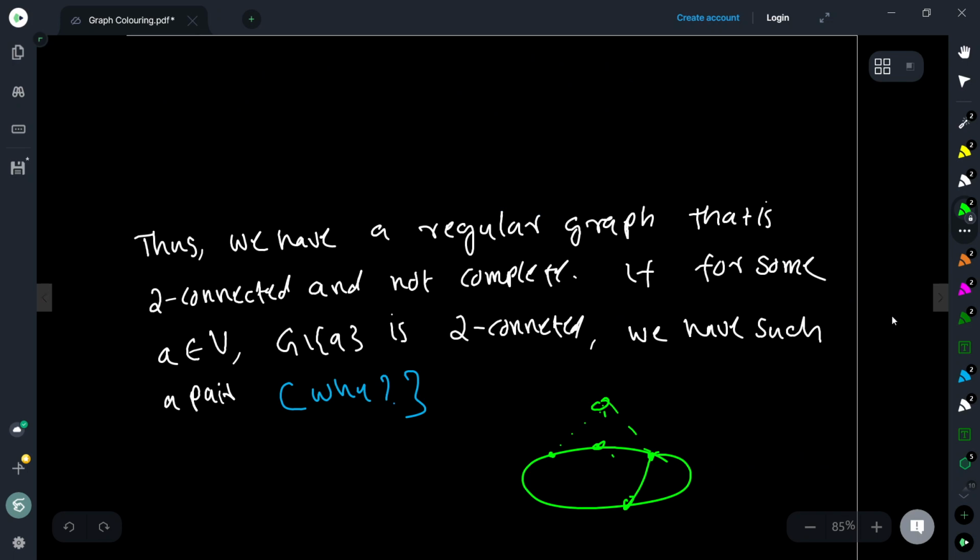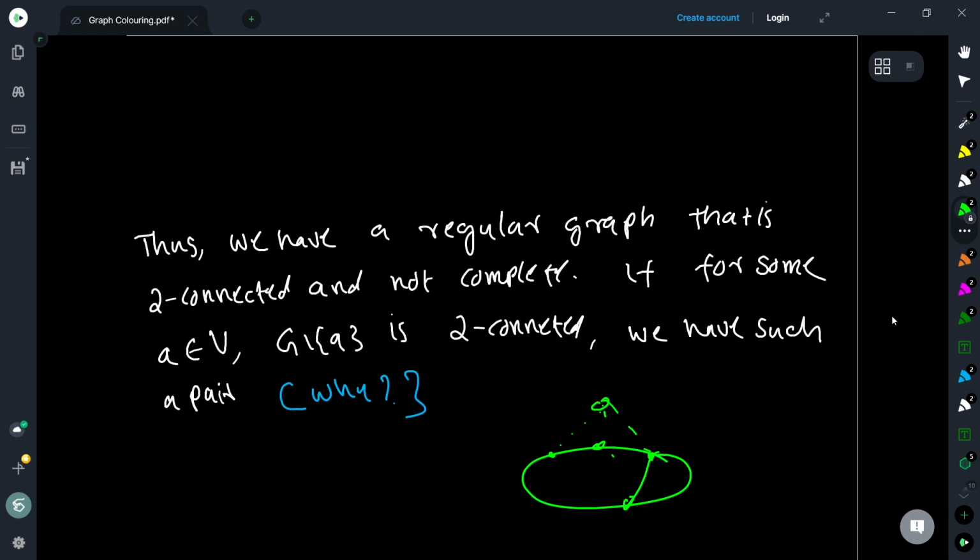And finally, suppose we have a regular graph that is 2-connected and not complete. Then suppose for some vertex A in the graph G, G minus A is 2-connected. So after removing some vertex, I can keep the graph still 2-connected. Then we can always find a pair of vertices A and B which are at distance 2, and removing A and B will not disconnect the graph. Okay, so this is another claim.